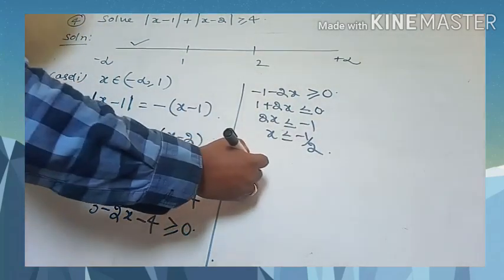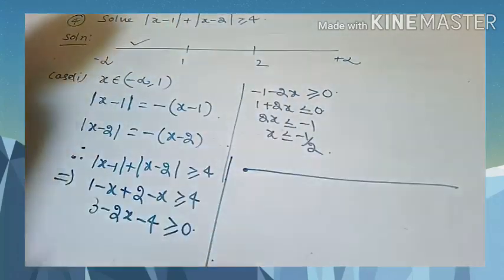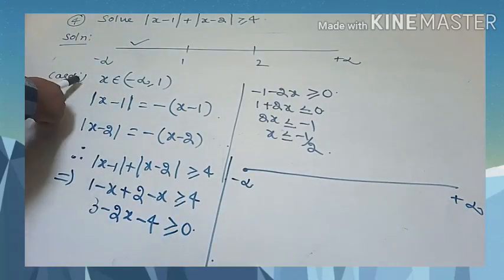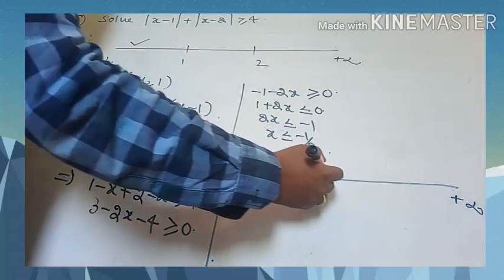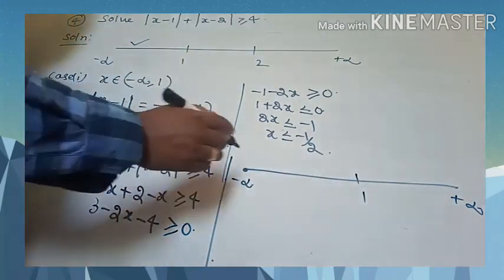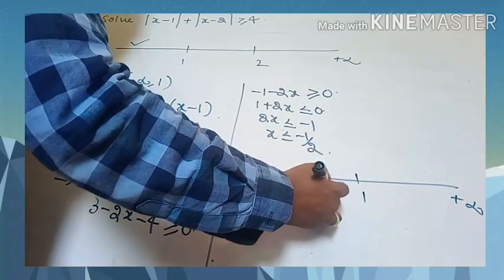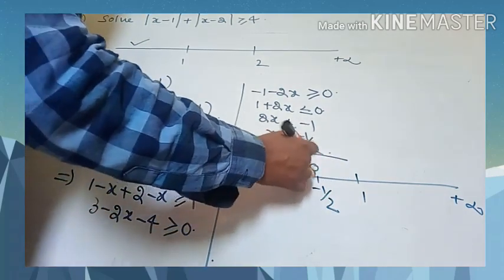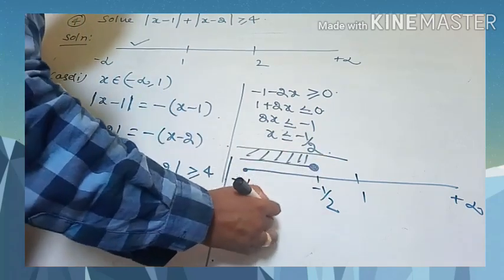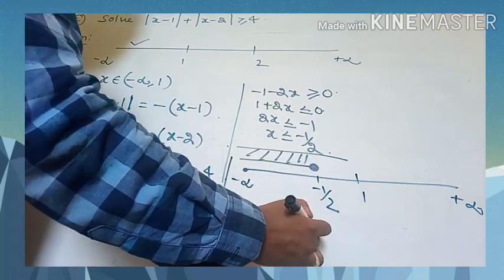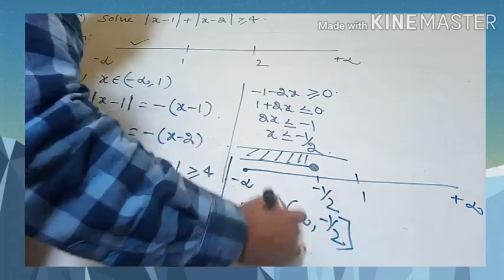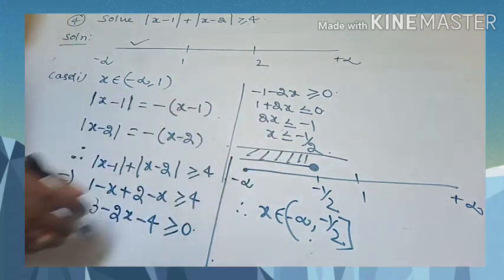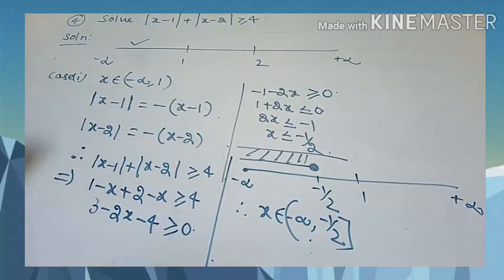Therefore the solution set, my dear students: on the number line from minus infinity to plus infinity, we took case 1, where x is less than 1 and x is less than or equal to minus 1 by 2. Now both conditions hold, and this endpoint is included. Therefore x belongs to minus infinity to minus 1 by 2, with minus 1 by 2 included. This is the solution set that you are going to get in case 1.